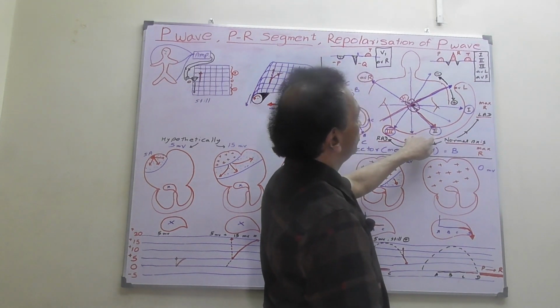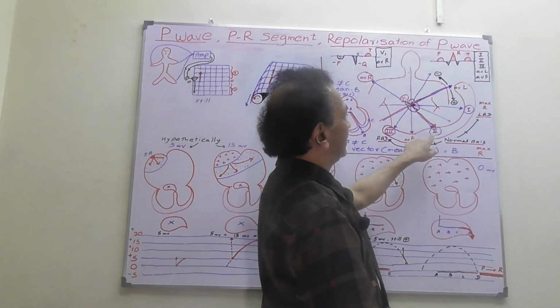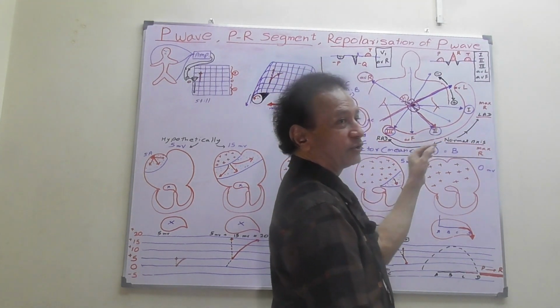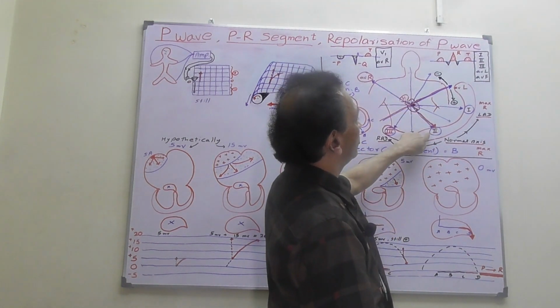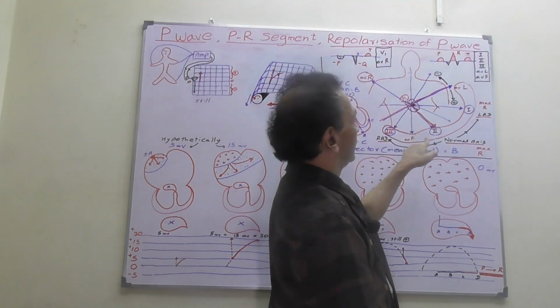That is why you get the highest height of the R wave in lead 2. You call it the normal axis. So in your ECG, the highest R wave should be located in lead 2 when you look at leads 1, 2 and 3.